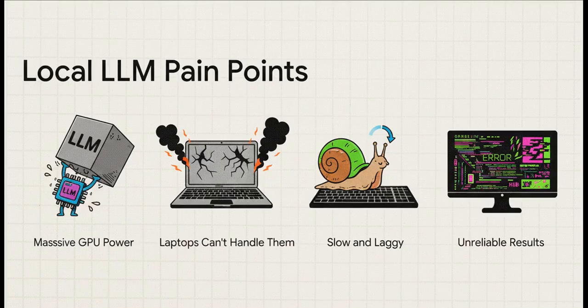Let's get into the nitty-gritty of why it's so frustrating. First off, these huge models need a ridiculous amount of GPU power to run well. Your typical dev or QA laptop is just not built for that. So what happens? The execution is painfully slow, the whole experience feels laggy, and honestly, sometimes the results you get back just aren't reliable because your system is completely maxed out.